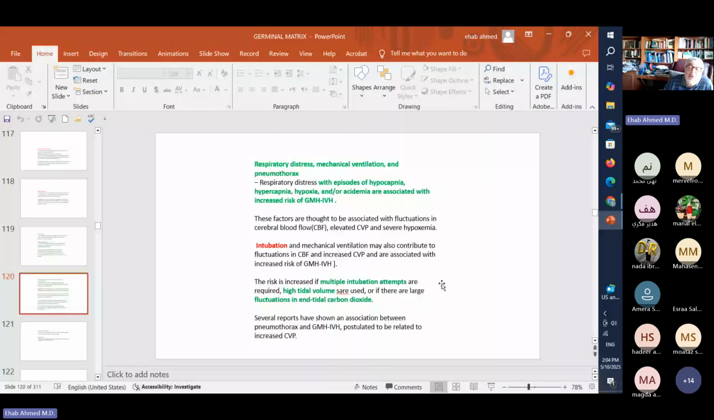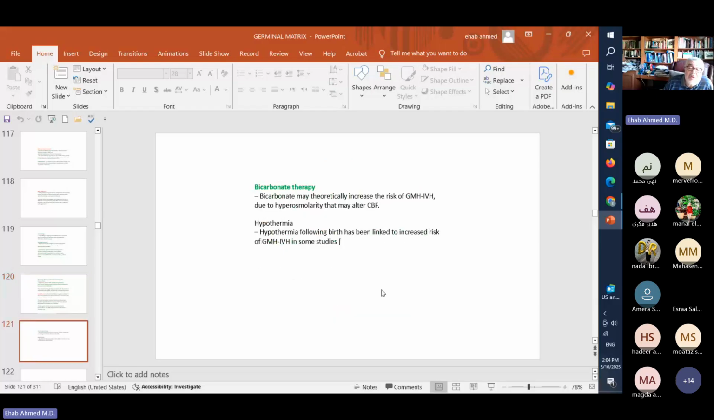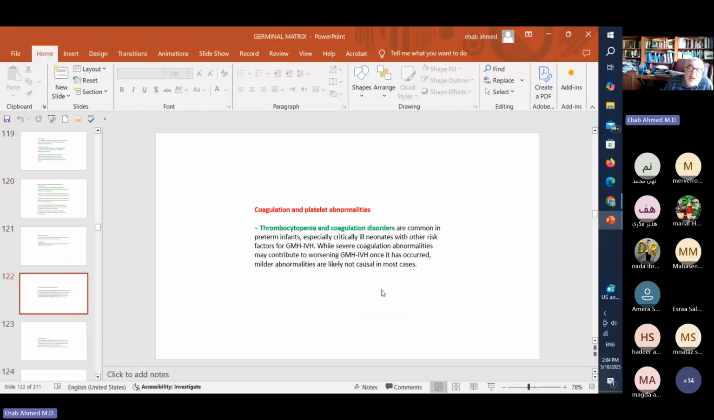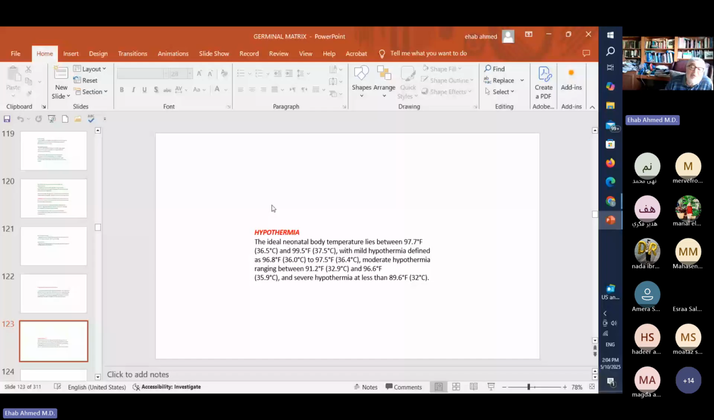As we talked about pneumothorax, respiratory distress, intubation, multiple intubation attempts, bicarbonate therapy, coagulopathy, hypothermia. This is one of the items that we don't take care of, especially when we are resuscitating a very sick preterm baby and we don't care about the temperature, which is hypothermia is killing. It can kill the baby, can interfere with the metabolism. It can make the baby more vulnerable to all problems, including GM-IVH.